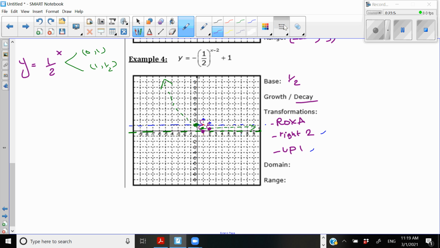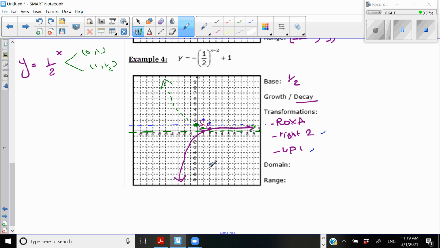Now the graph is going to look like this. Getting close to the asymptote on the right side and then going this way and going to negative infinity on this side. So this is the graph of my function. As you see, because this is reflected over the x-axis, now we have growth in our function.